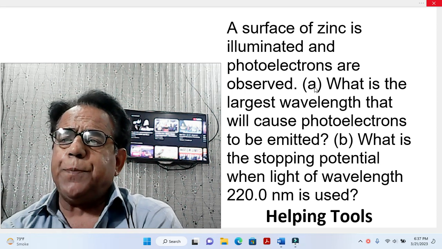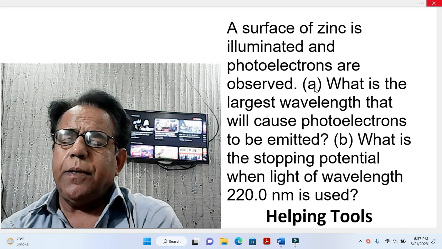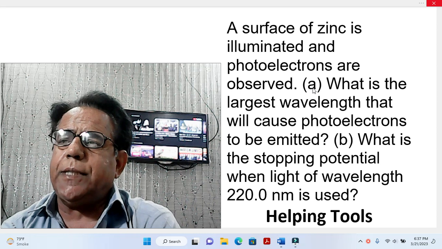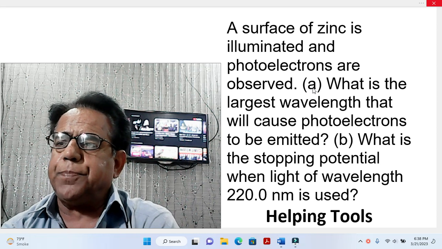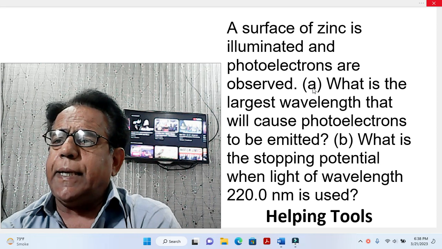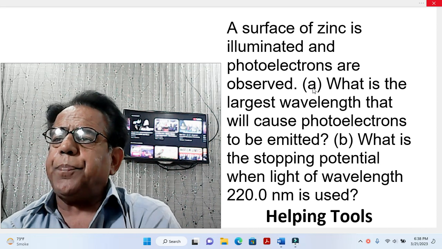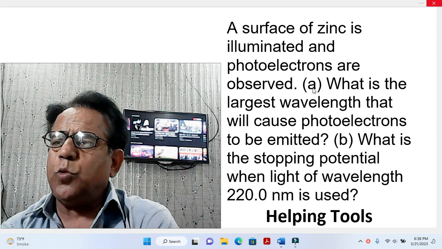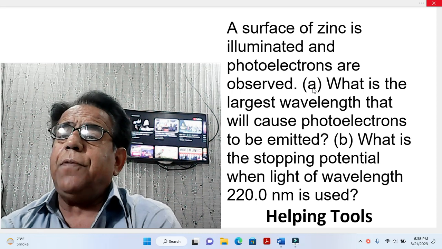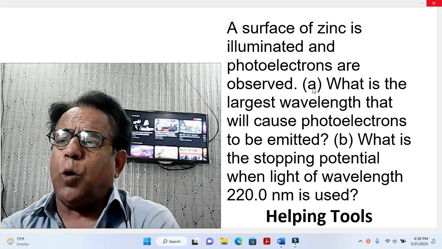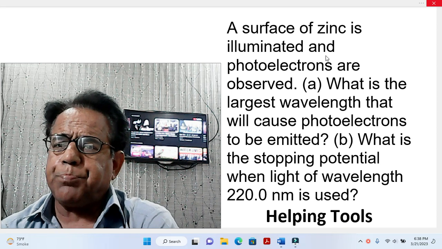This is our next problem. The problem, once again chosen from the book Modern Physics by Kenneth S. Crane, is again about stopping potential and wavelength. Our last two problems were also on the same topic.